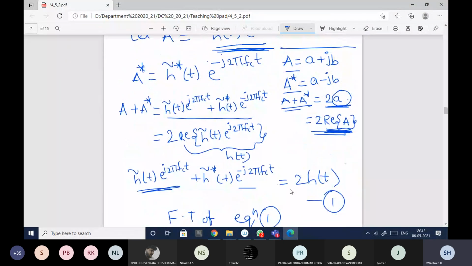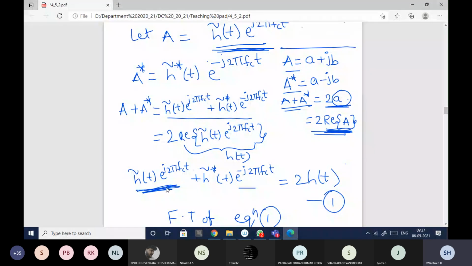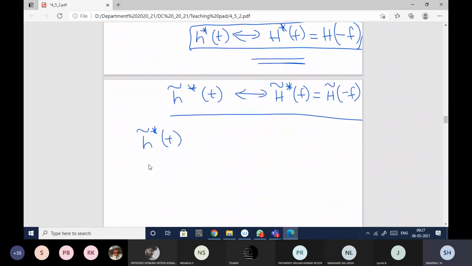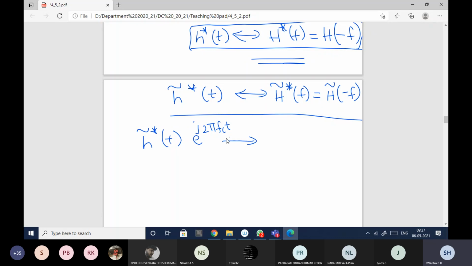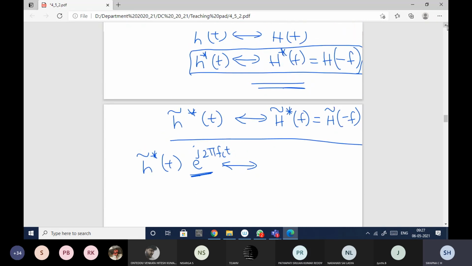From equation 1, this first part, h tilt of t e power j 2 pi fct. Okay, let us take that: h tilt star of t e power j 2 pi fct. So what has happened here? The time domain signal is getting multiplied with an exponential function. So you know the frequency shifting property.